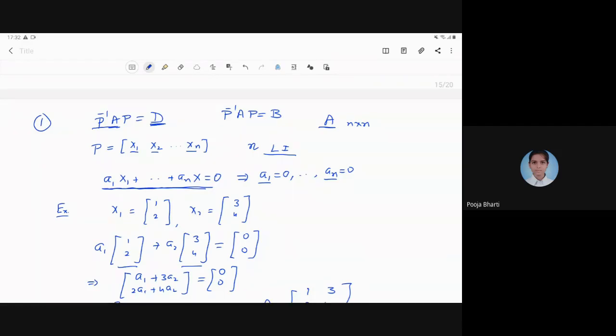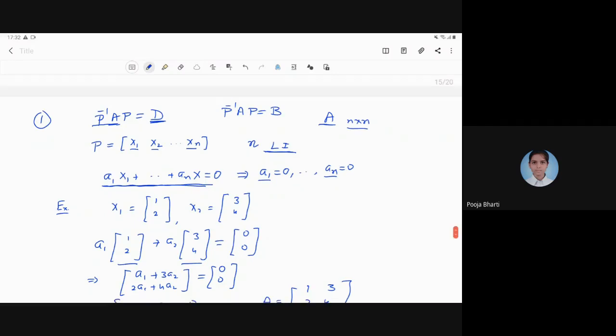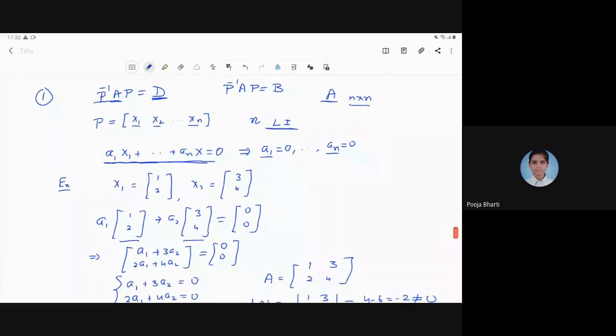So P is constructed from the eigenvectors of A. The condition is that the eigenvectors should be linearly independent. If these are independent, then the matrix is diagonalizable. And in the diagonalized form, at the diagonal places, we have exactly the eigenvalues of A. So these things we did in the previous lecture. And one more thing, I told you the criteria for existence of n linearly independent eigenvectors.